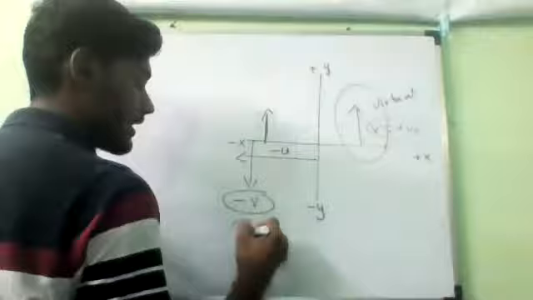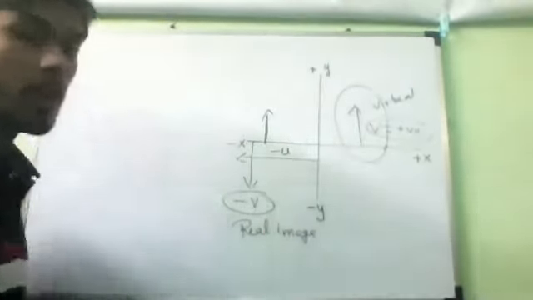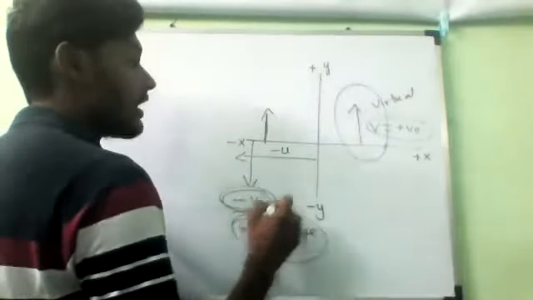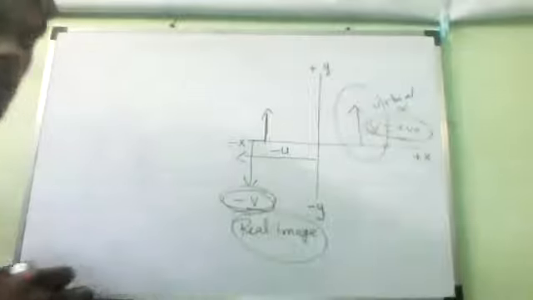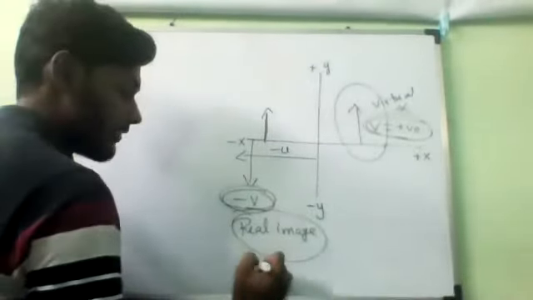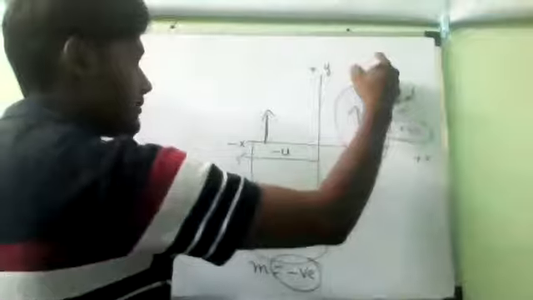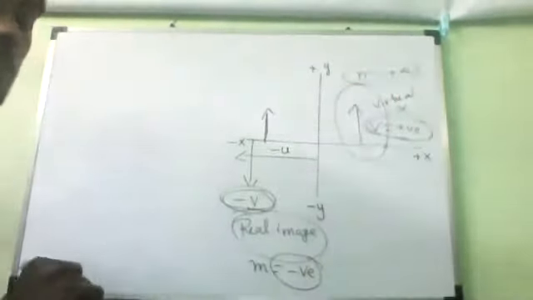And in all the remaining cases, this is called a real image. Remember, Prasini: if it is forming a real image, the image distance is negative. If it is forming a virtual image, the image distance is positive. That is what you remember. And when it comes to magnification, m is negative for a real image, and m is positive for a virtual image. That is what you should remember.